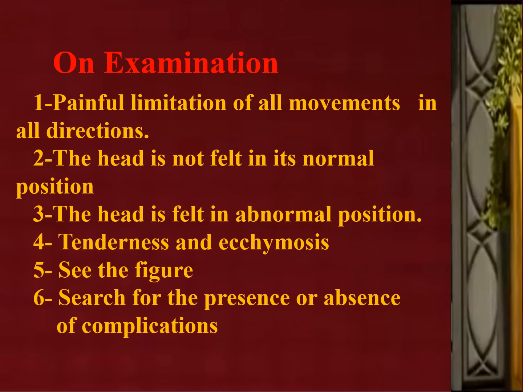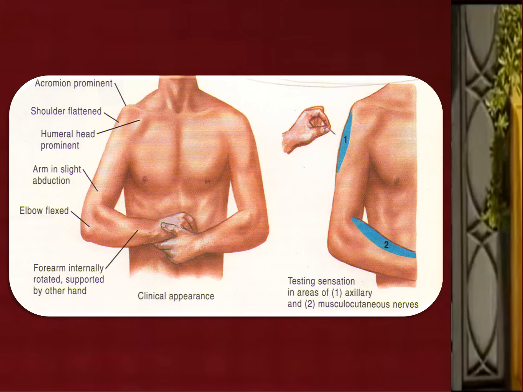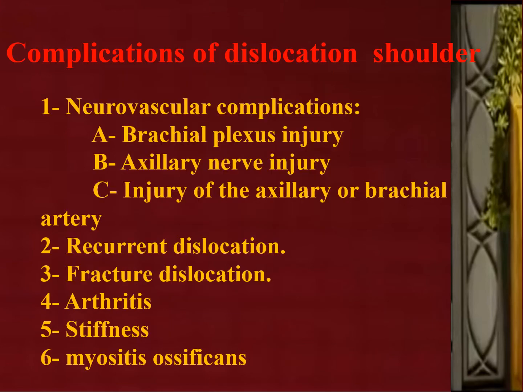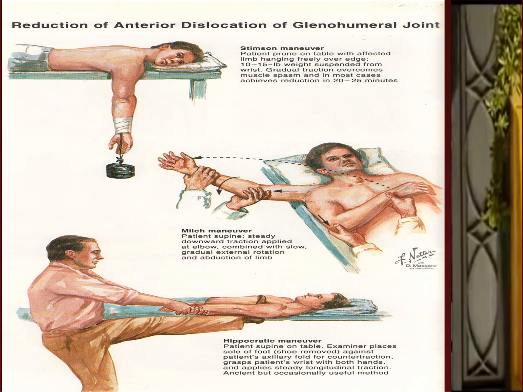On examination, the patient comes to us as in this picture: the acromion is prominent, and the shoulder is flat because of dislocation, since the head of the humerus is not present in its position. The humeral head is prominent anteriorly, the arm is slightly abducted, the elbow is flexed, and the forearm is pronated and supported by the other limb. That is an example of a complication of dislocation of the shoulder. That's how to reduce anterior dislocation.